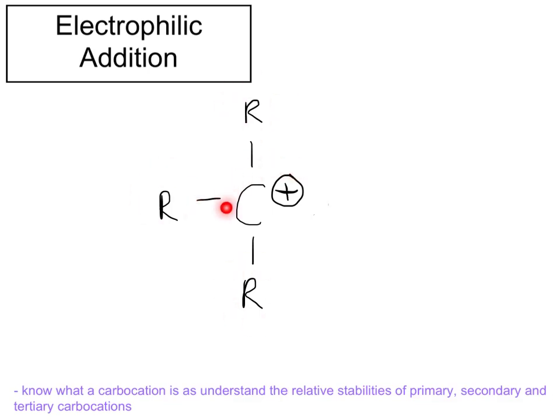Because obviously this carbon does not really want to be positively charged, but if it can be supported in some way via electrons being pushed onto it, then it'll become more stable. And so the more stable this carbocation is, the more likely it is to form. So let's think about how this carbocation could become more stable.